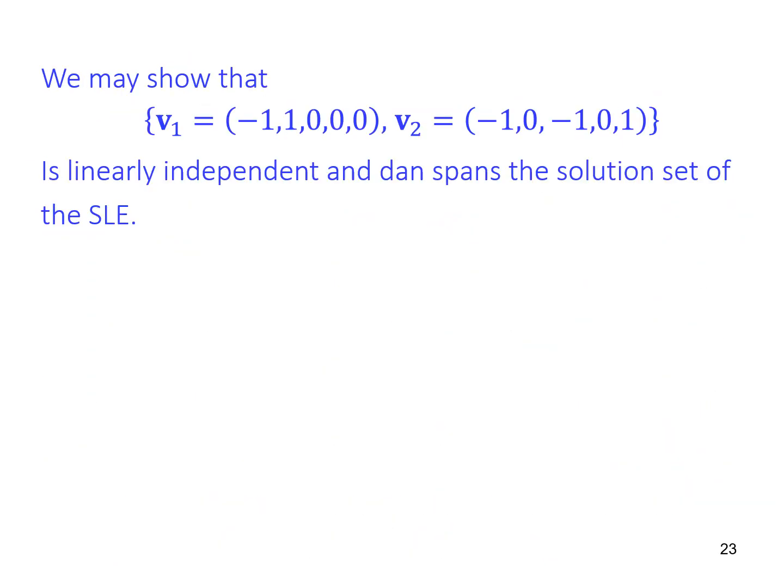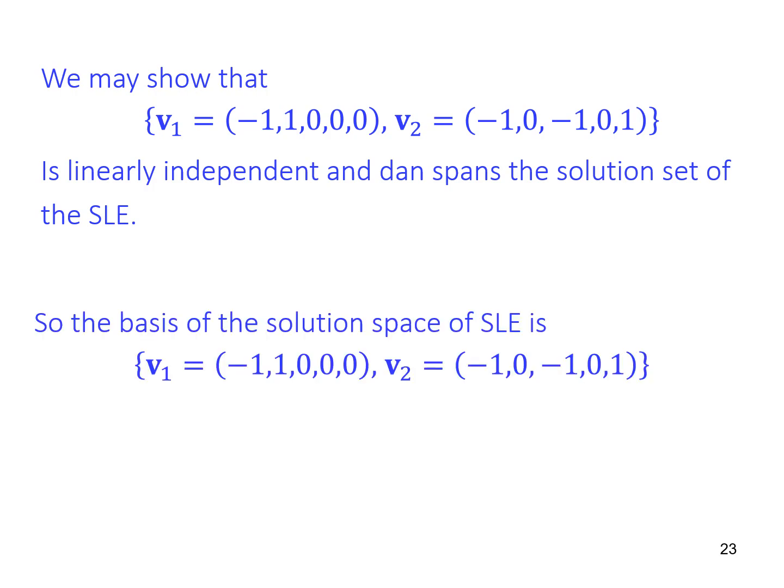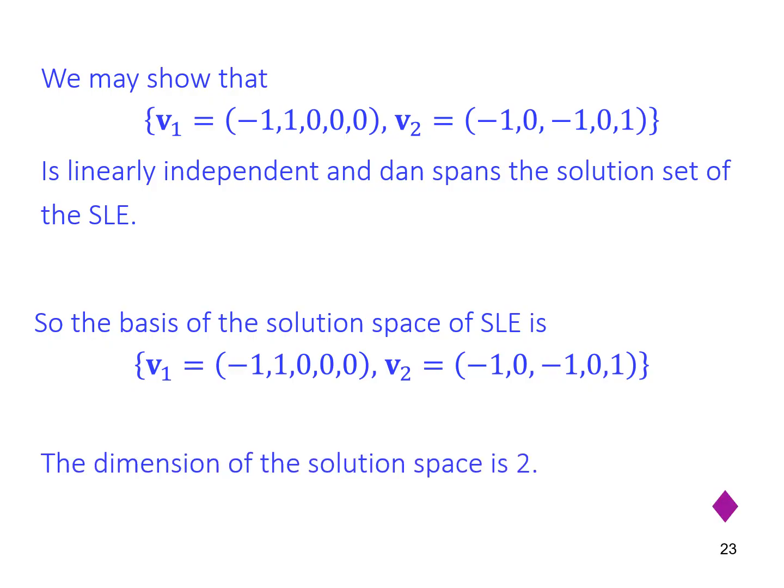Therefore, we may show that the previous two vectors, let us denote them as v1 and v2, are linearly independent and span the solution set of the system of linear equations. So the basis of the solution space is the set with v1 and v2 as follows. And the dimension of the solution space is 2 because the basis here has two vectors.